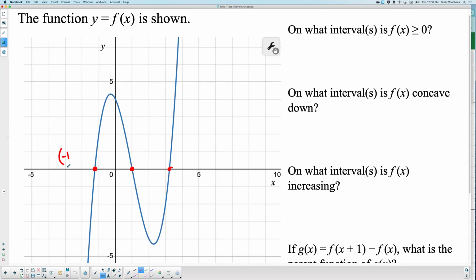Y'all want to call it just -1 or you want to call it -1.2? Y'all just want to call it -1? All right, we'll just say it's at -1. Let's just say that's at -1, this is at 1, and this is at 3. Y'all want to do that? So what intervals is f of x greater than 0?